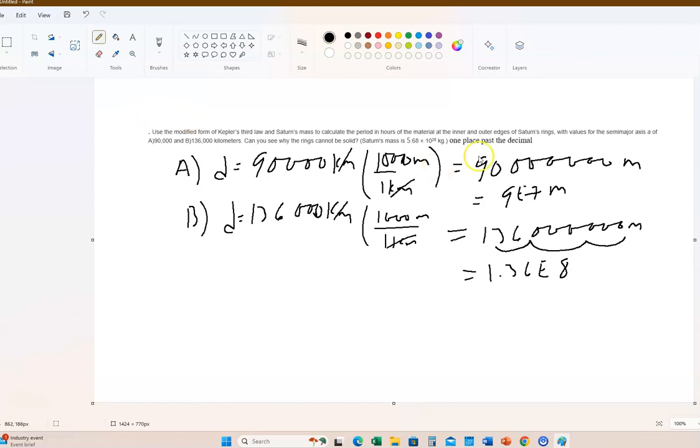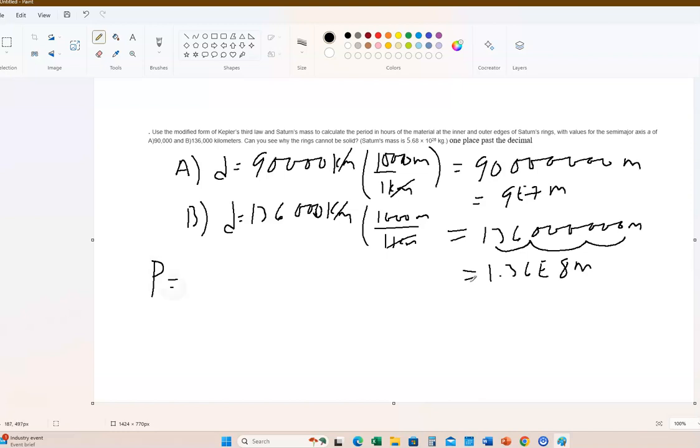So again, there's 3 of them. There's 6 of them. 7, 8. All right, so 1.36 times 10 to the 8th. Of course, that's also meters, and we need that for this, right? So here we go.